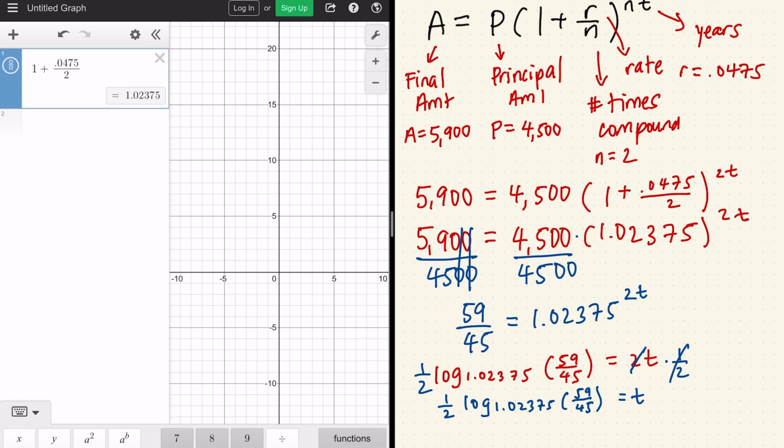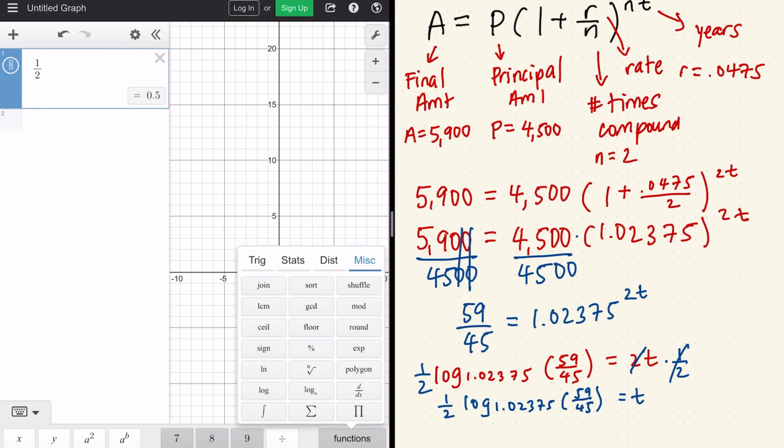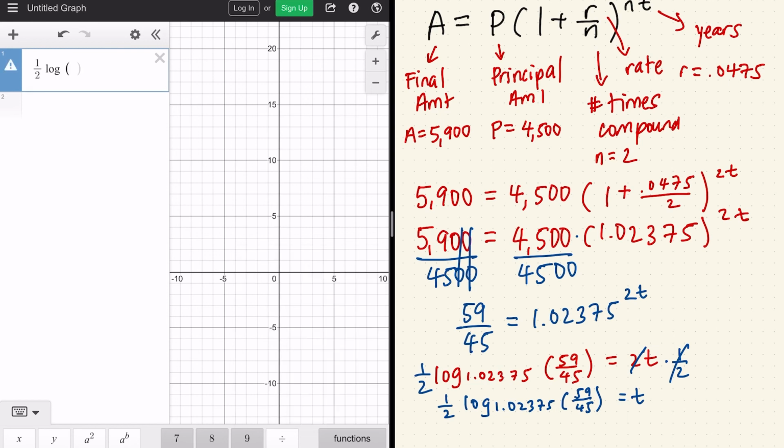So we are going to use Desmos to type this. Desmos can use base whatever. So what we can do is we don't need to use the change of base formula. We can type in 1/2, move it over. You need to go to functions, go to log base A, type in your base, which is 1.02375. Over, and do 59 divided by 45. So it looks like the answer is 5.77.